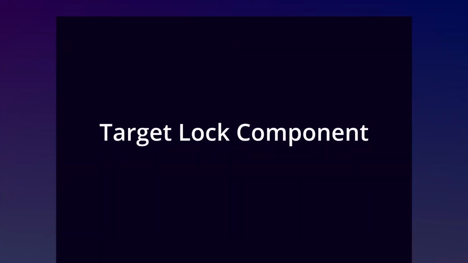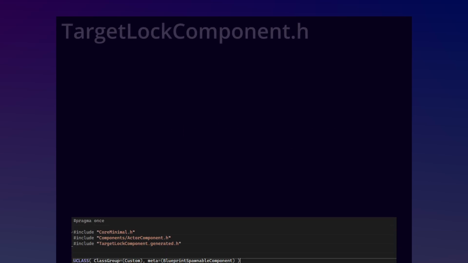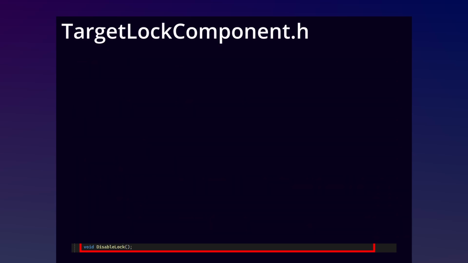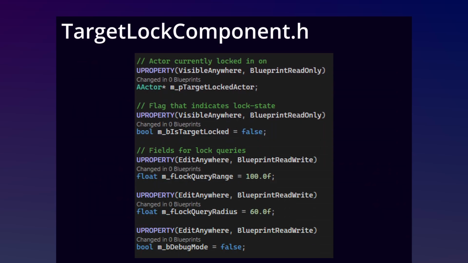For this system, the first thing we're going to start coding up is a target lock component, and this is going to be an actor component that we attach to our player character. First, looking at the header file, we're going to need some methods for toggling our lock, generating lock queries, getting new targets adjacent to our current lock, and disabling our lock. We're also going to need some fields for referencing what we're locking onto, whether or not we are locked, and some other values which we'll be using for querying our lock-ons.